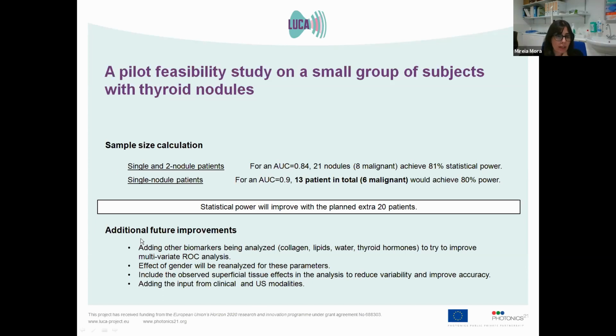And additionally, we want to make some future improvements. The idea is adding other biomarkers that may be analyzed, such as collagen, lipid, water, and thyroid hormones, and trying to improve the multivariate ROC analysis. We will also consider the effect of gender and the superficial tissue effects and see whether we improve the accuracy of the analysis. And obviously, we will also include data from clinical and ultrasound information to improve the model.